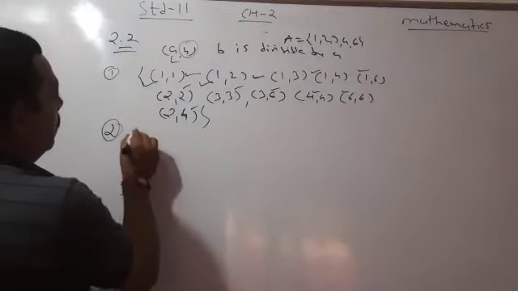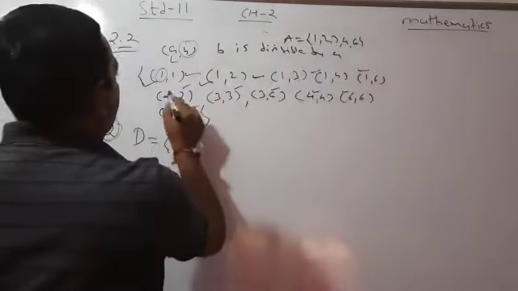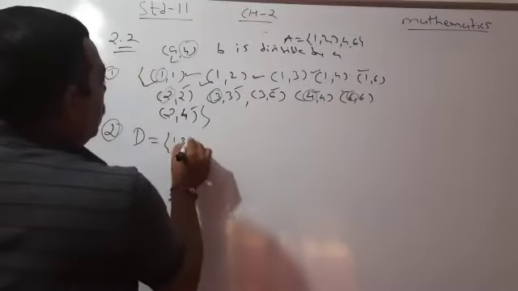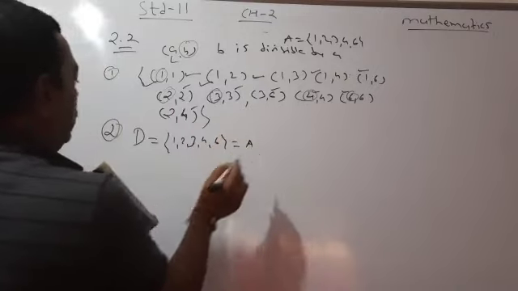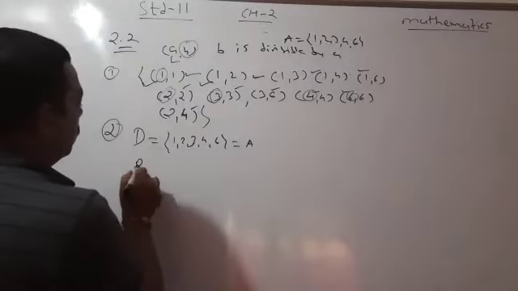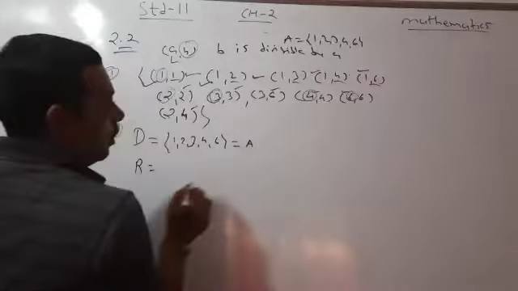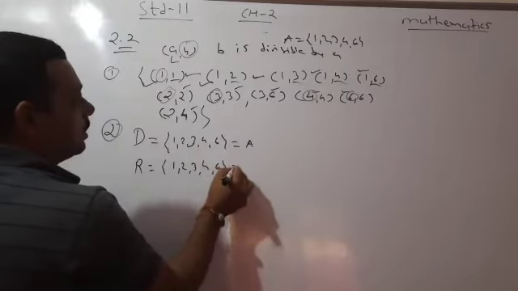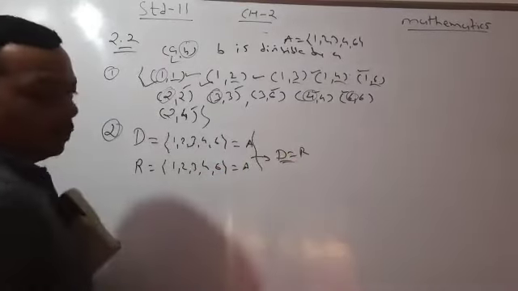Now domain is equal to the first entry. So 1, 2, 3, 4 and 6. You can say it is the given set, say A. Domain is A. Now second is range. Range is the second entry: 1, 2, 3, 4, 6. All are covered. That is A. So in this question we can say domain equals range.